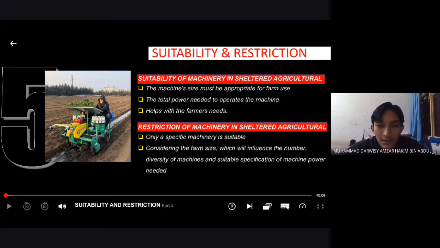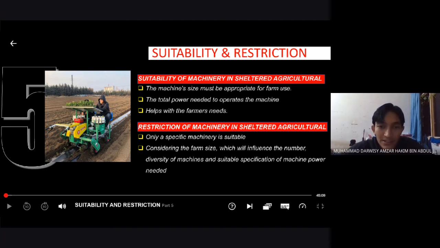Next is the total power needed to operate the machine. In addition to the machine size, we need to know the total power that we need to specify before we use it on the farm. And the next one is that it helps with the farmer's needs.